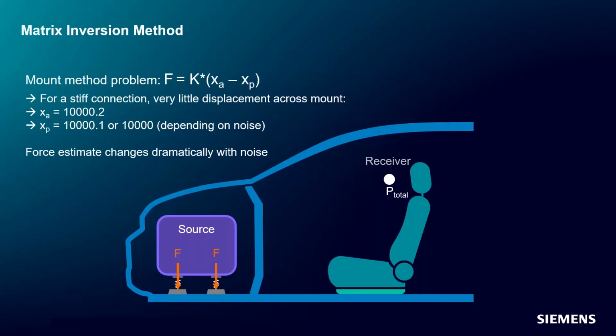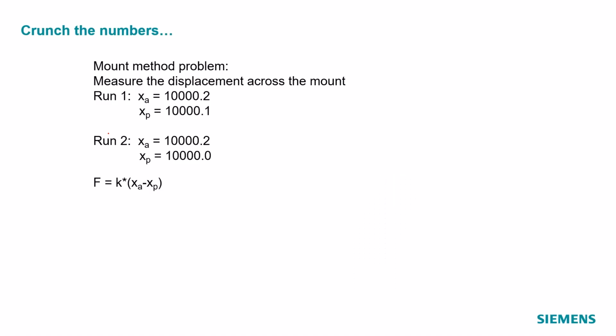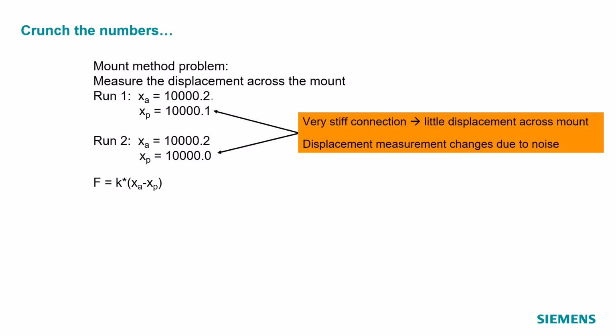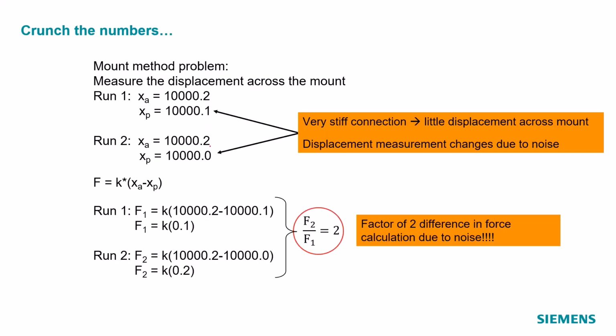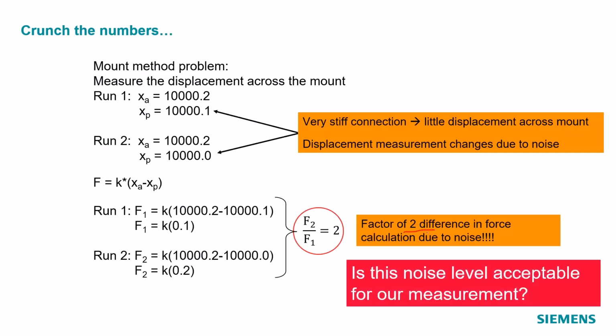And if we measured this and we got a difference of just 0.1, we'd say that's very little measurement error. If I was to use the 0.1 versus 0.0 here and subtract the difference, the force estimate would be different by a factor of 2. So with stiff connections, the mount assumption doesn't work because the passive and active side are nearly the same vibration level. So we have to use a different method.